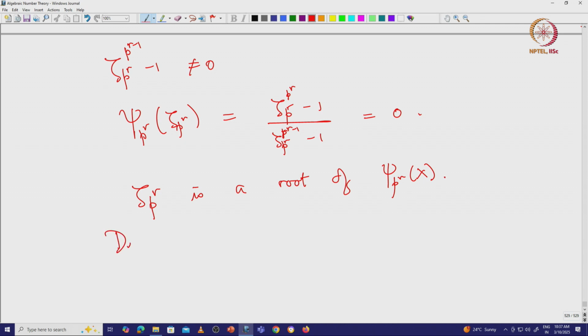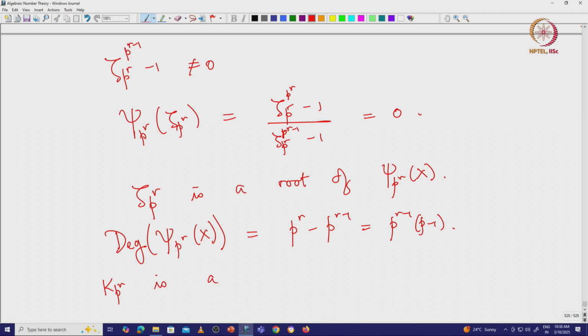Now, what is the degree of psi p to the r x? This is p to the r minus p to the r minus 1, which is p to the r minus 1 into p minus 1, right. And furthermore, we know that K p to the r is the splitting field of psi p to the r x.